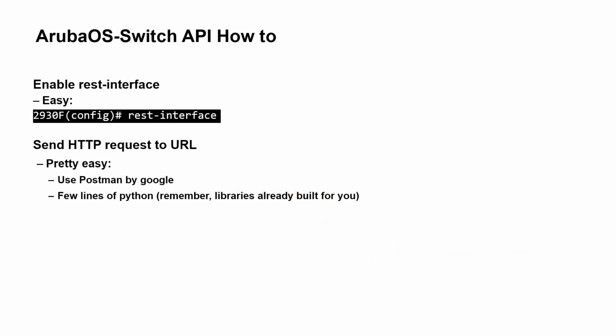Okay, so how do we enable this? Well, it's very easy. You just turn on the REST interface. There's the command up on the screen. And you might say, okay, so how do we send these HTTP requests? Well, that's also very easy. There are different ways to do it. You don't have to do it via Python. Python's just one way of doing these information requests. You could use curl. There's an application by Google which is specifically for this, Postman. I've used that in other videos, giving you a demonstration about how to actually do that.